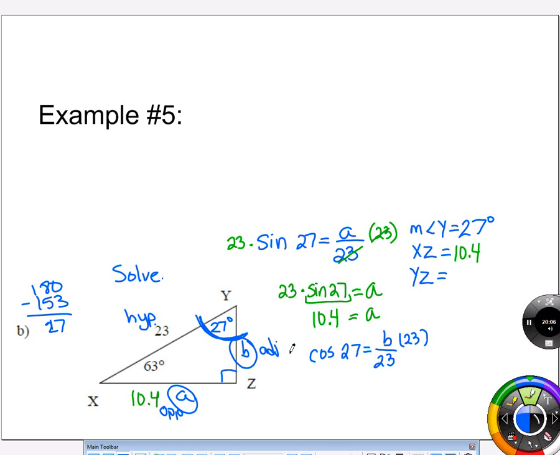Multiply both sides by 23. So that length is equal to whatever we get when we do 23 times the cosine of 27, which in your calculator should end up being 20.5.